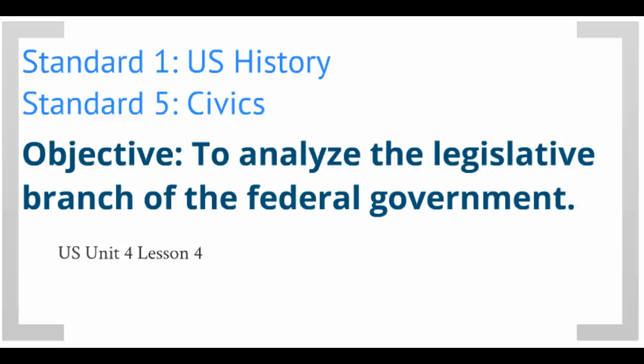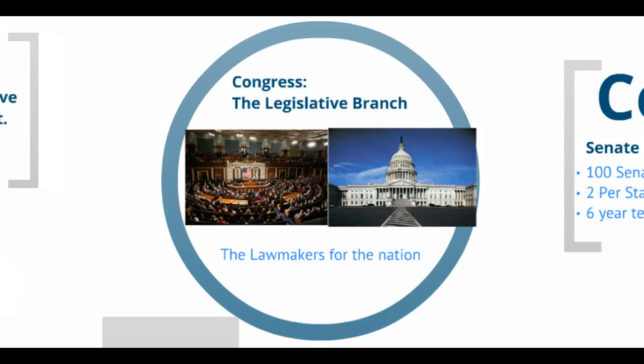In this lesson, we're going to take a look at the legislative branch of the federal government. The legislative branch we call Congress, and you'll see in a moment includes the House of Representatives and the Senate, and they are the lawmakers for the nation. Do take note of the building on the right. That is the Capitol building where both the Senate and the House meet. It, of course, is located in Washington, D.C.